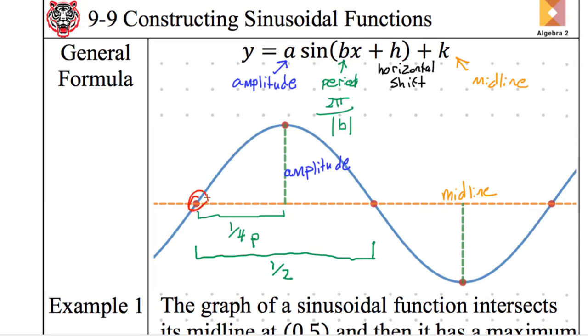So sine always starts right here. This is where sine starts. And then cosine will always start right here. This is where cosine starts. So cosine starts at a maximum, and sine starts at the midline.